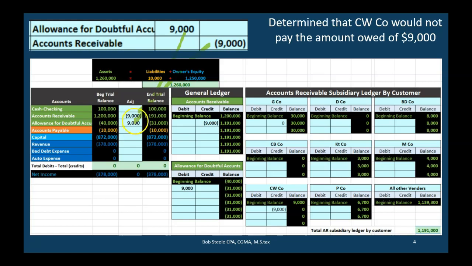So you can see if we go through our series of questions, then we're going to ask, well, do people owe us money? Yeah, the trial balance says that people owe us 1,191,000.